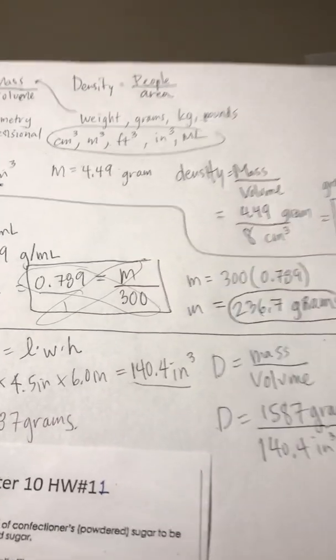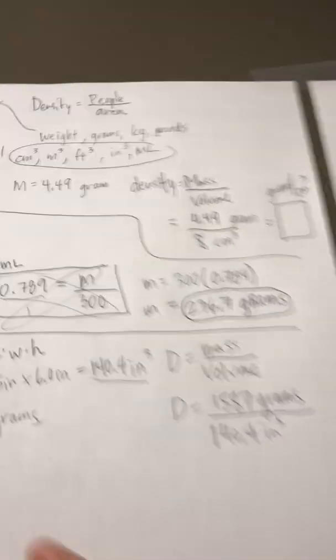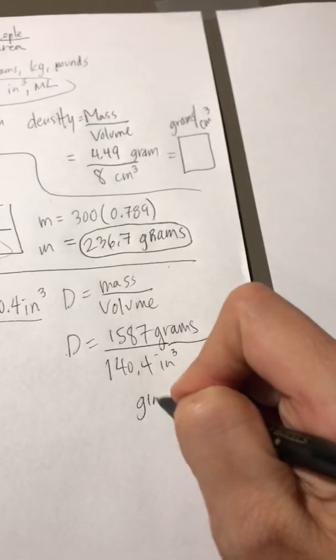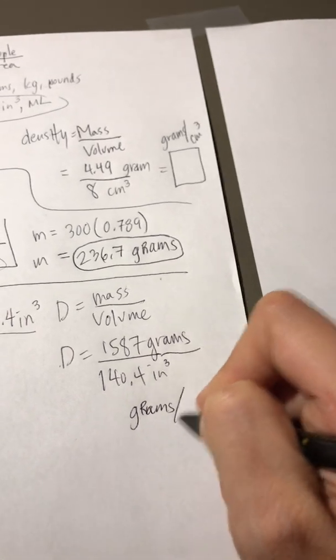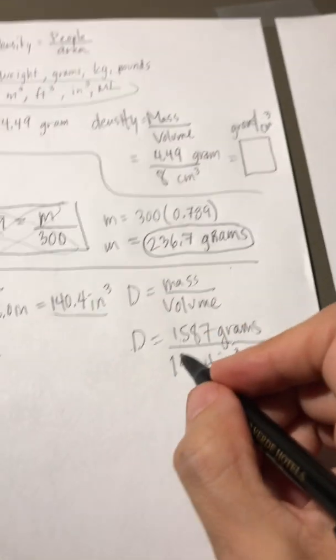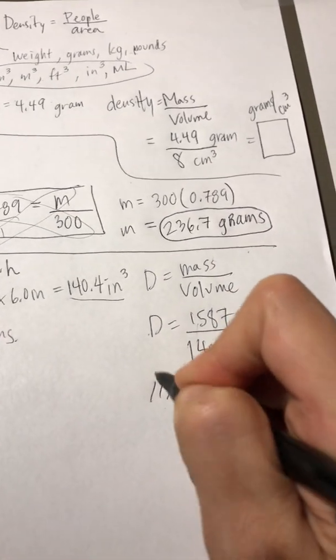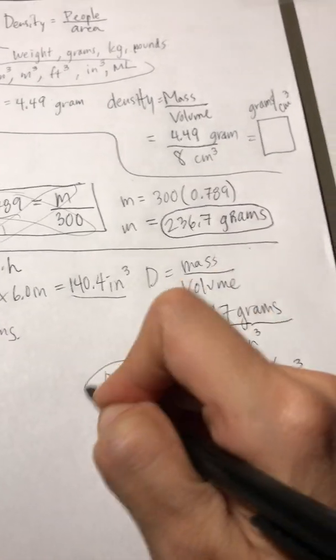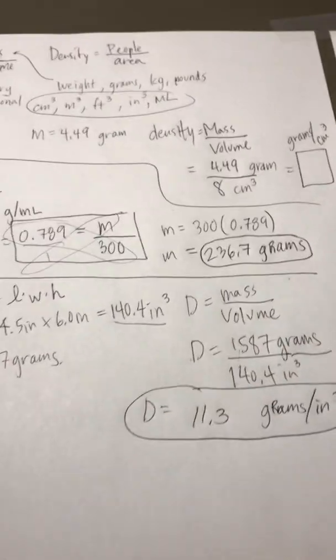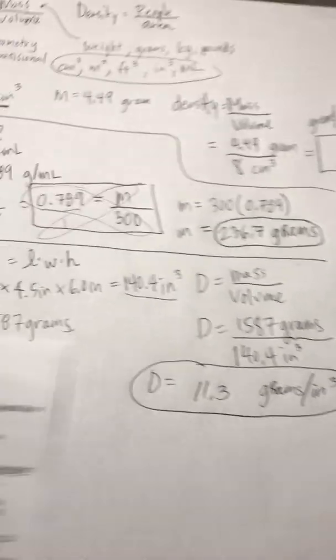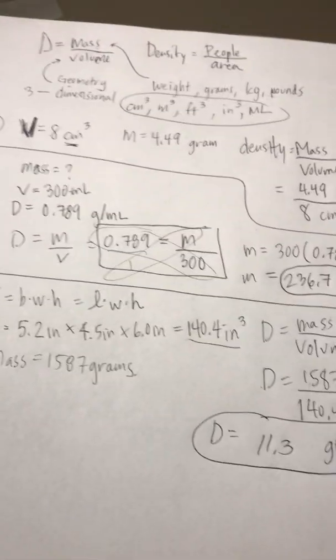And it should be pretty easy to calculate our density, and our density answer would be in grams per inches cubed, right? So if I divide these two numbers, I get 11.3 as my density. Looking good. Okay, let's look at question 4.